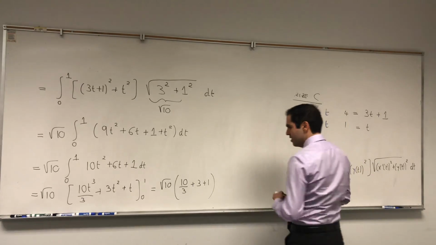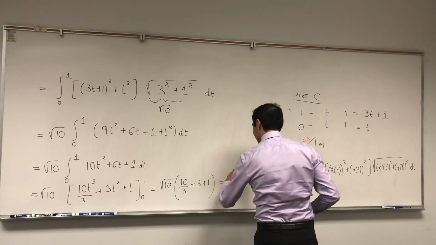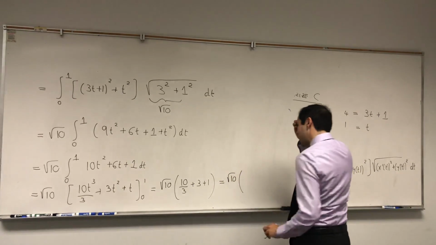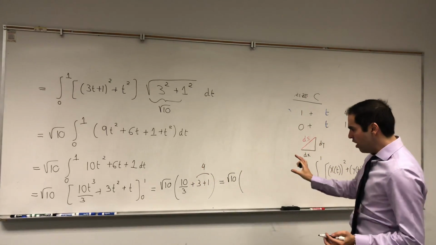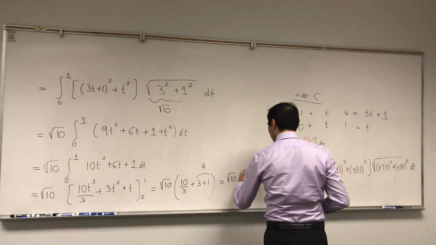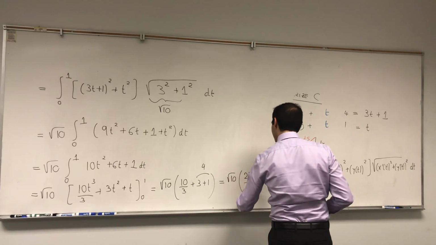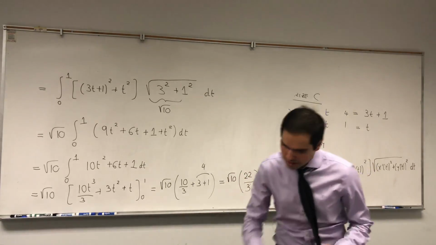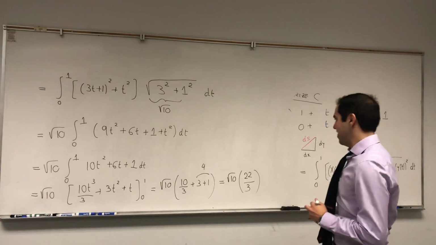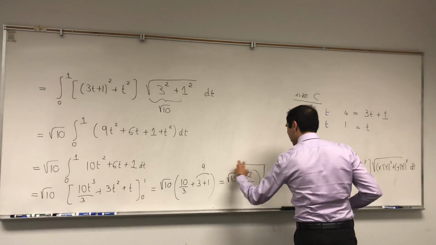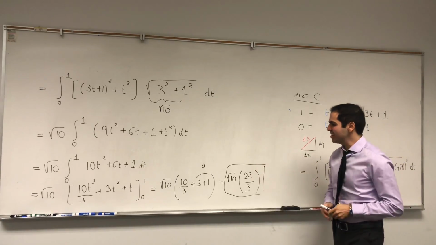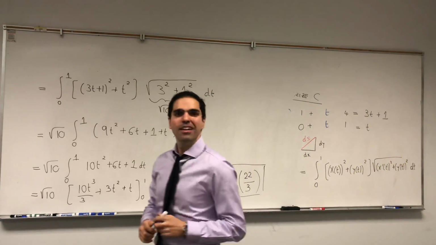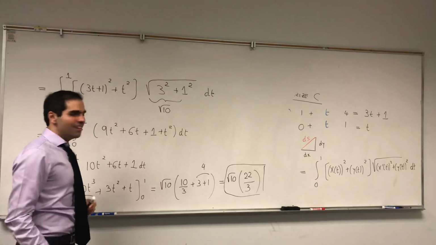Okay, let's see. So square root of 10. 10 thirds plus 4. 4 becomes 12 thirds. So I think square root of 10 times 22 thirds. Let me just double check. Yes, I think that is the answer. So, in other words, the mass of the wire in this case is square root of 10 times 22 thirds.